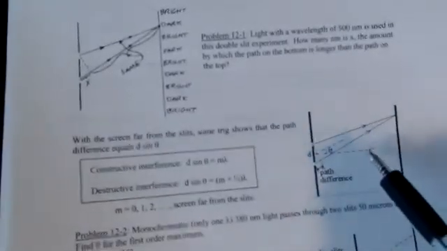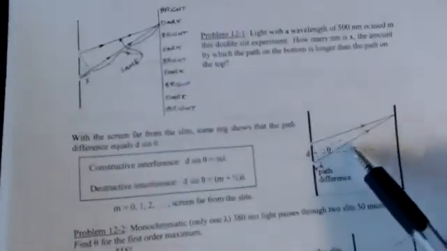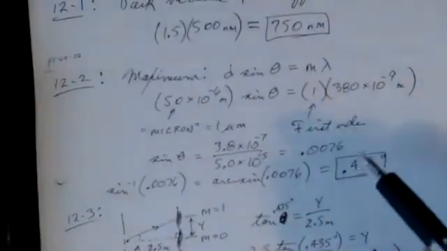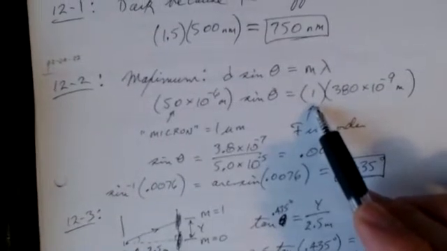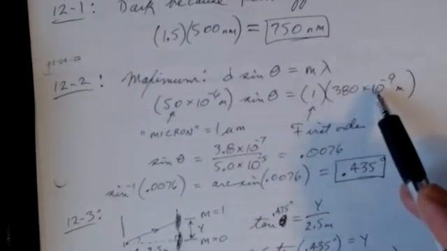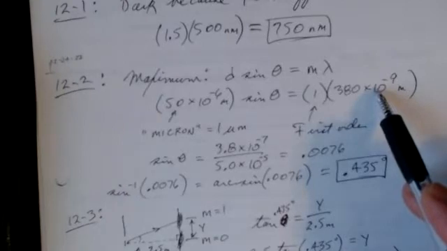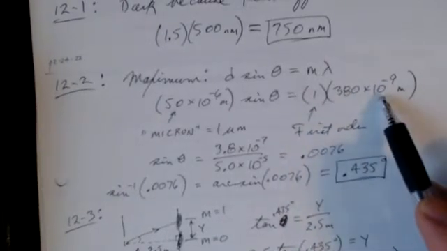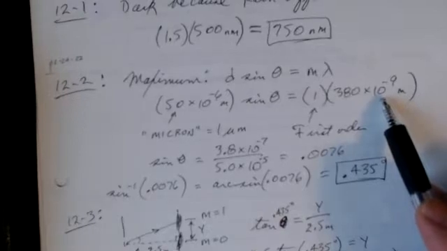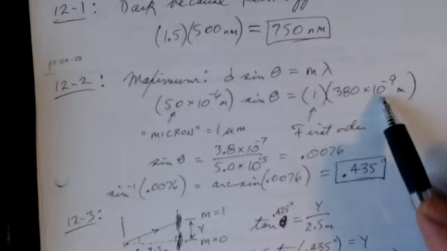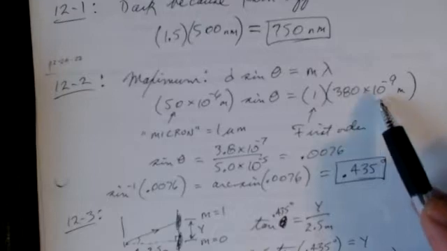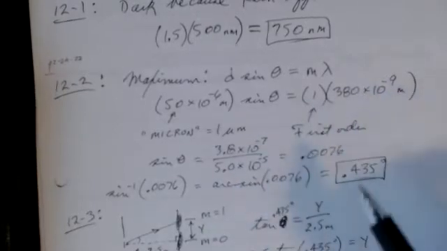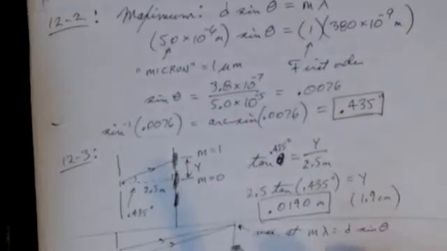If it was the second order maximum, that's where they differ by two wavelengths and so on. So one for M, and then the wavelength 380 nanometers. Nano means 10 to the minus 9. And if you don't happen to remember that, there's a place on the formula sheet where you can look it up. So once you've got all that written down, the rest is just crunching through the math.